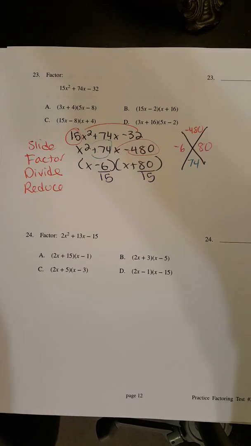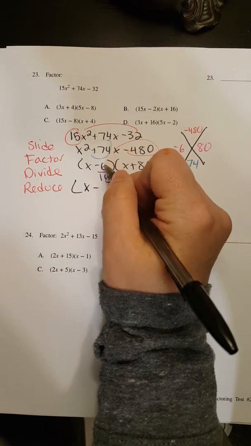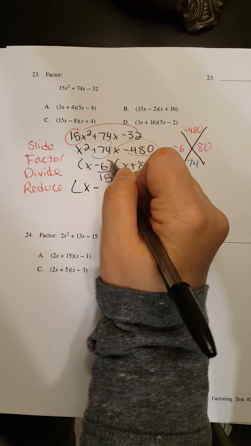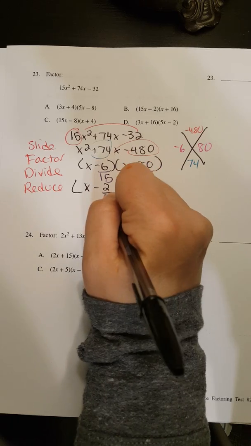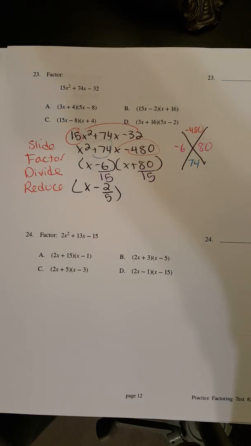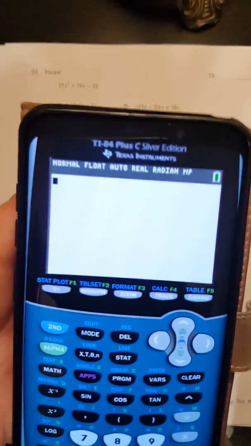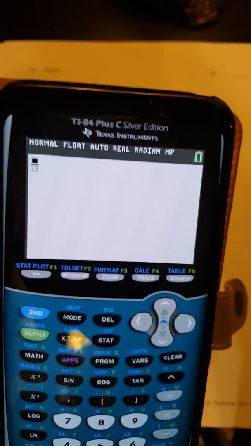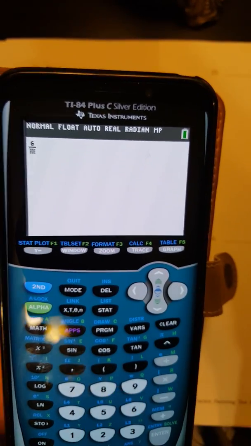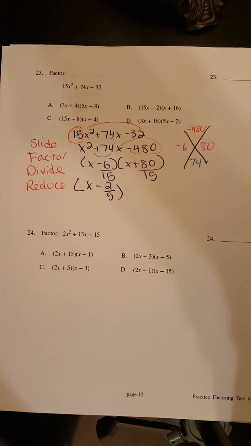All right, so when we reduce, you have to find what number you can divide each of those by. So I can divide 6 by 3. 6 divided by 3 gives me 2. 15 divided by 3 gives me 5. Remember, your calculator will also simplify for you. So let's get that zoomed in. If you do alpha y equals, we had 6 over 15 and press enter, and that simplifies to 2/5, which is what we got over here.